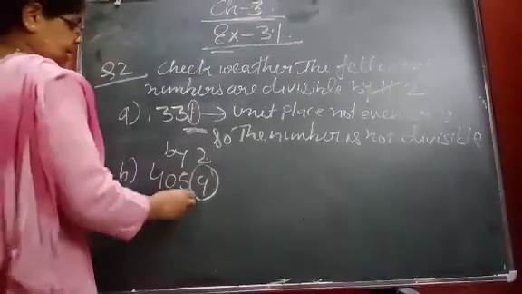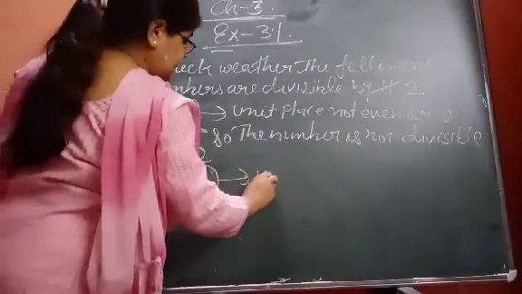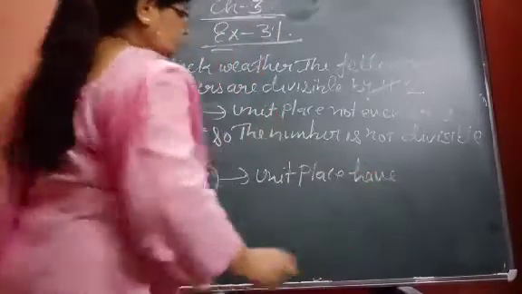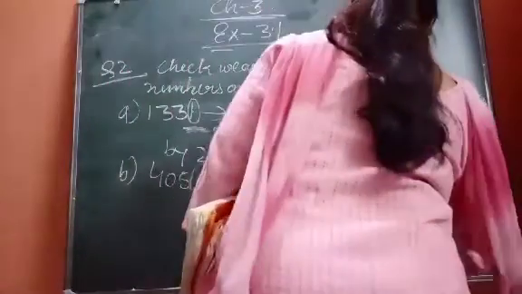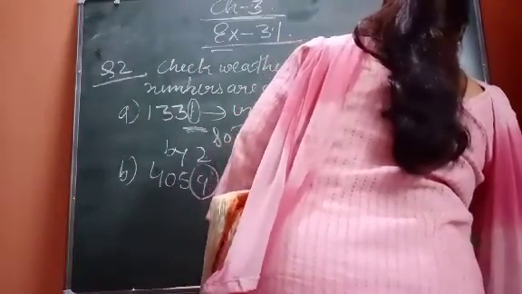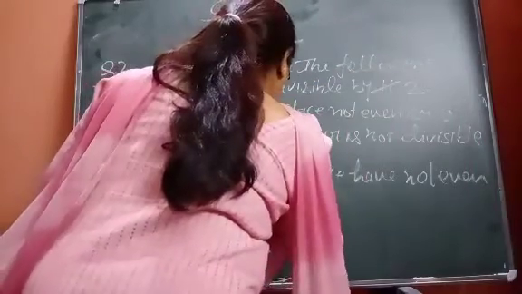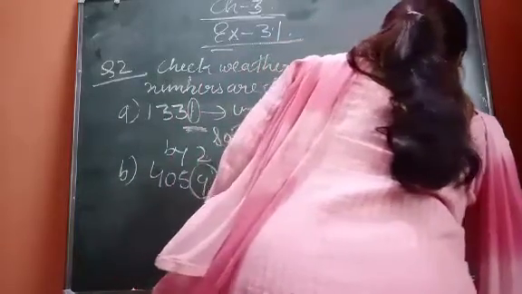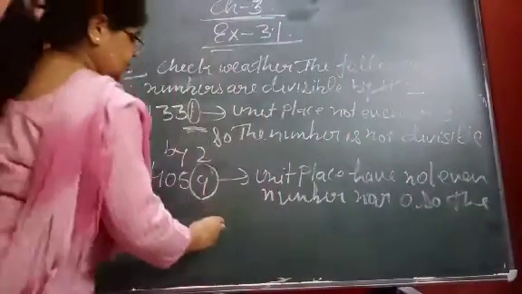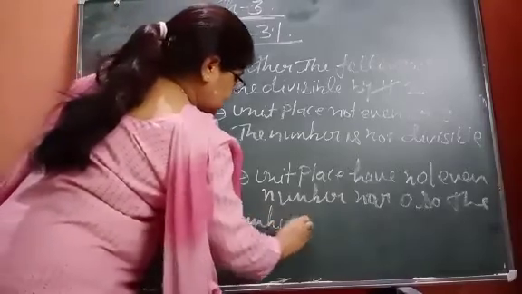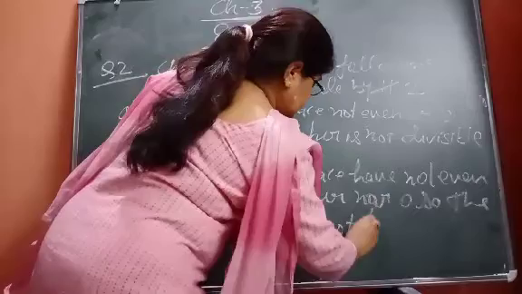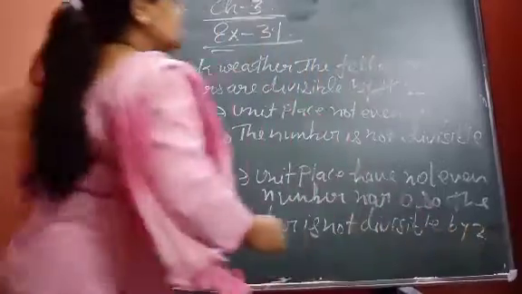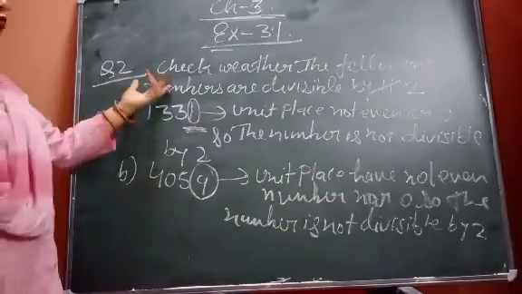Make a circle, write that. The unit place has neither an even number nor zero. So the number is not divisible by 2. Means by only observation you have to decide.